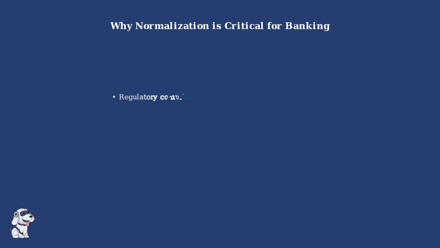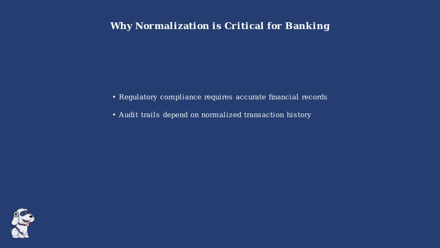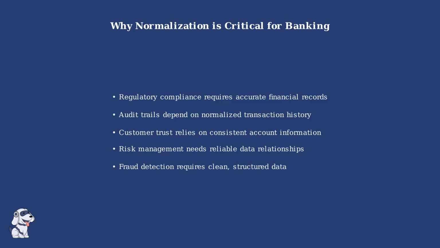Banking systems cannot compromise on data integrity. Normalization ensures regulatory compliance through accurate financial records, provides reliable audit trails, maintains customer trust with consistent information, supports risk management with clean data relationships, and enables effective fraud detection. These factors make normalization not just beneficial, but absolutely essential for banking operations.